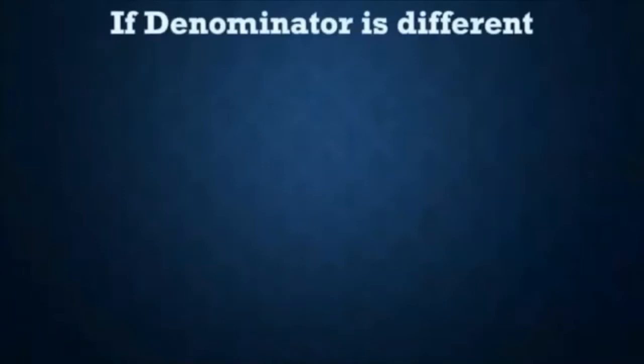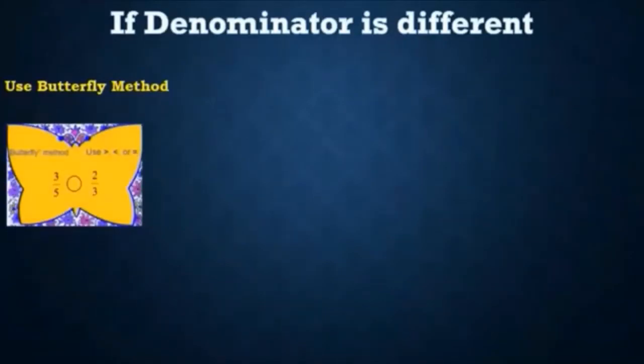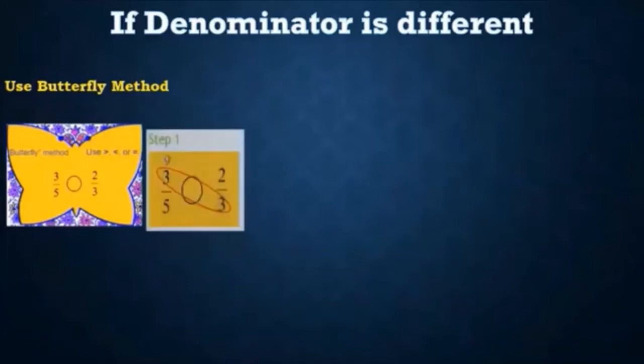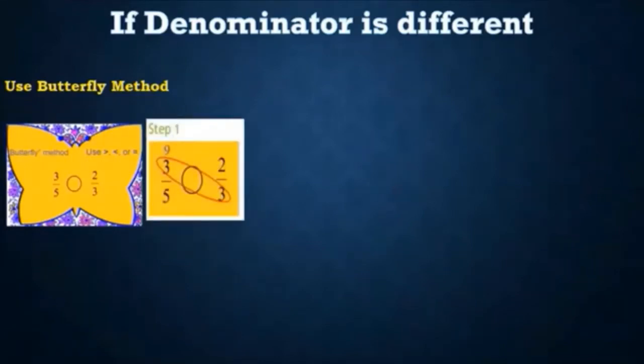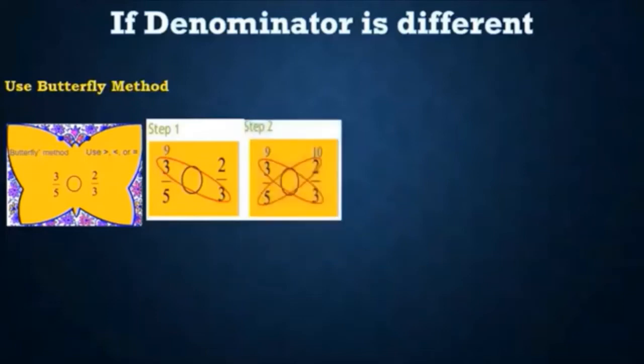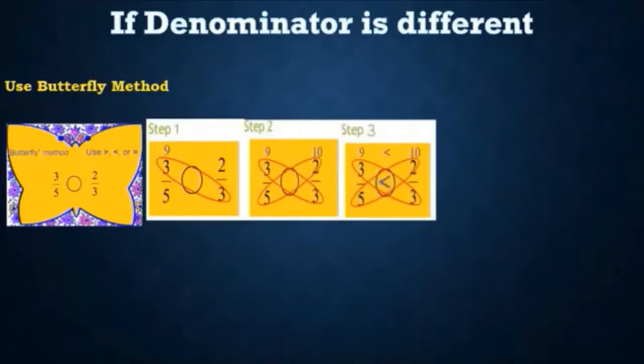Now, what happens if the denominator is different? We will use the butterfly method. For example, 3 by 5 or 2 by 3. Which one is bigger and which one is smaller? Step 1 is to multiply 3 and 3, which is 9. Step 2 is to multiply 2 and 5, which is 10. And step 3 is to check which one is bigger, 9 or 10.